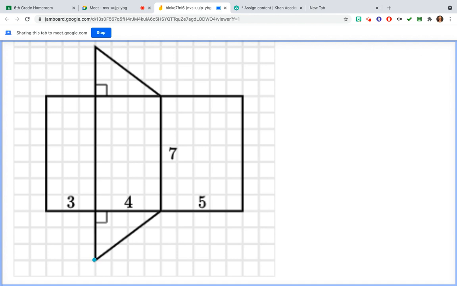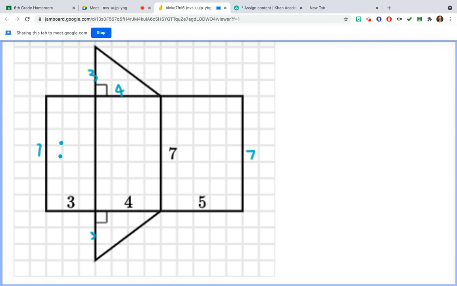The height of this triangle is 3. This is 3 by 4. This one would be 7. And this one over here, if that's 7, then this is 7 as well. Okay, let's start calculating. Let's do the rectangles first.